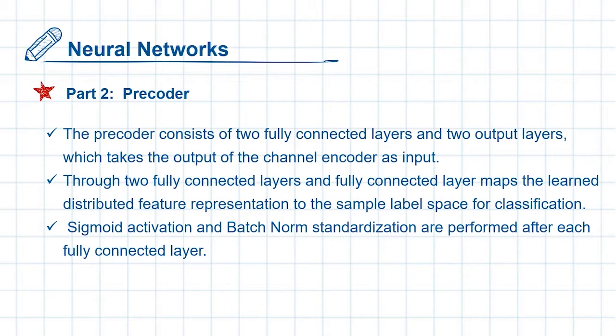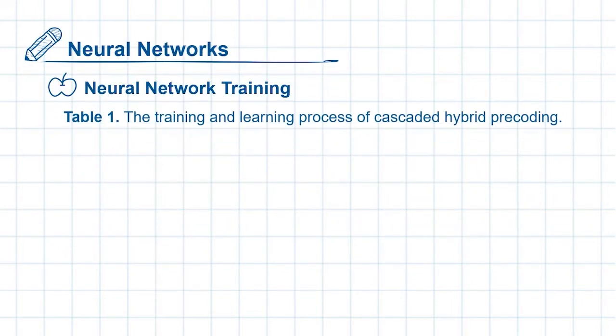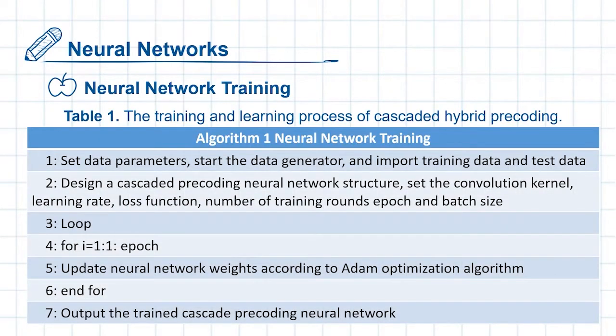Next, I will introduce how to train and predict with the neural network. In the training stage, the cascade hybrid precoder performs end-to-end training in a supervised manner. The training process is shown in Table 1.